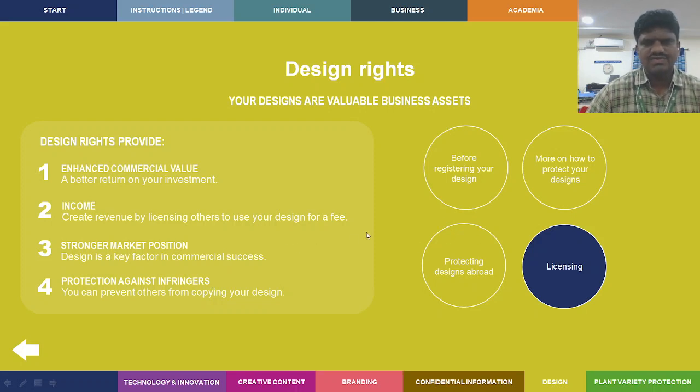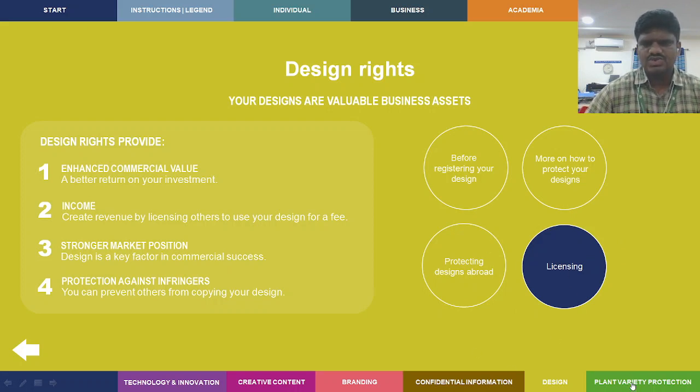Understand? So strong market position and protection against infringement. I will show you some figures also. Before registering your design, you have to do this. All these things I'll explain. Before going to design, you have to do some literature or background work, and then check whether your design is already available in the database. Then you can go for licensing.